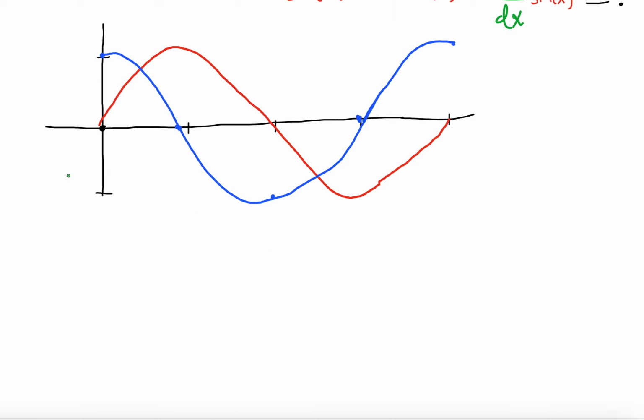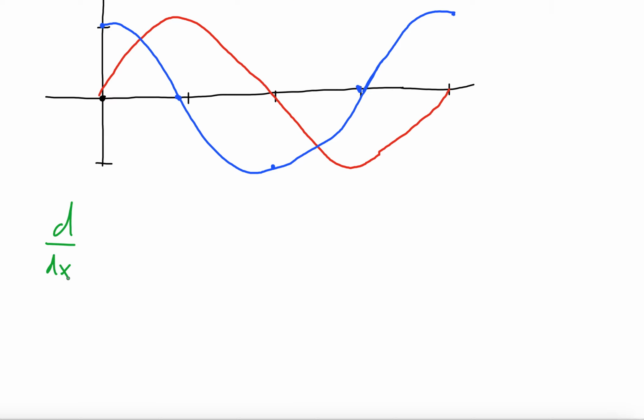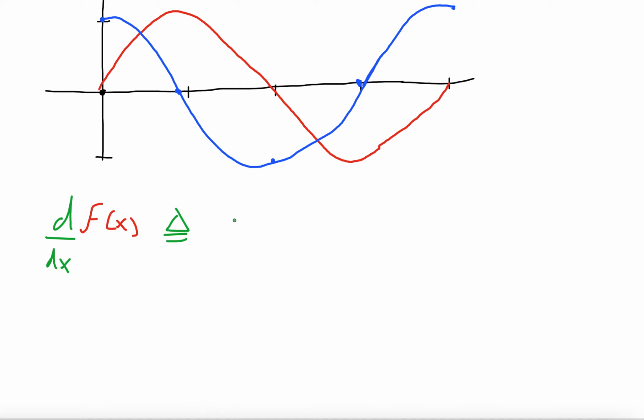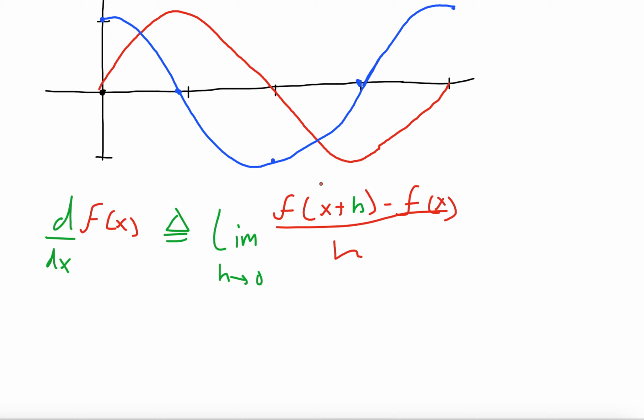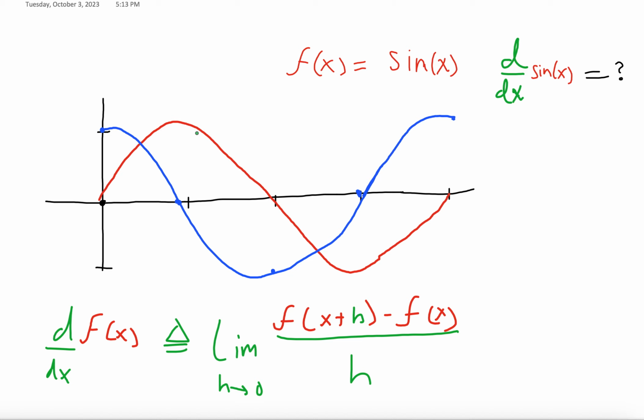Recall the definition of the derivative for a function. Remember that d/dx, the derivative of a function f of x with respect to x, is defined to be the limit as some h goes to 0 of f of x plus h minus f of x, over h. What this means is that, remember that if the derivative is the slope of the tangent, then if we take two points and we draw a secant line between them, then we get their average rate of change.